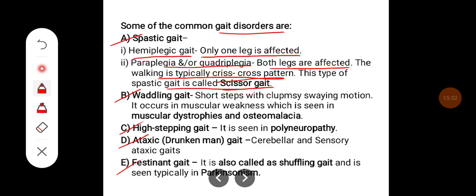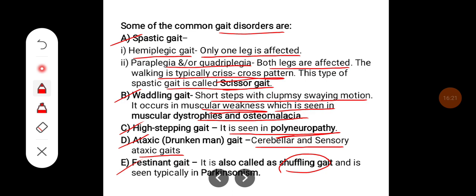Waddling gait, with short steps and a clumsy swaying motion, occurs in muscular weakness, especially proximal muscular weakness, which is seen in muscular dystrophies or osteomalacia. High stepping gait is usually seen in polyneuropathy, and ataxic gait is seen in cerebellar or sensory ataxic gaits. And festinating gait is also called shuffling gait, and it is a typical feature of Parkinsonism.